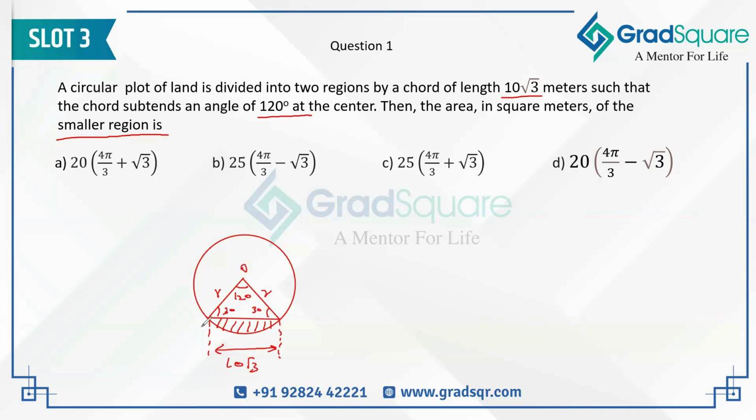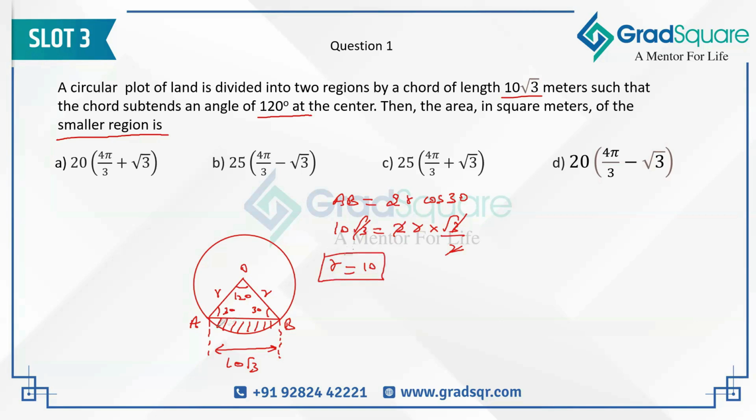So if I look at this as O, this as A, and this as B, what will be the length of AB? The length of AB should be 2 times r cos 30. This should be the total length of AB, and AB length is given to me as 10 root 3. So 10 root 3 will be equal to 2 times r into cos 30, which is root 3 by 2. If you cancel this, you will realize that the radius turns out to be equal to 10.